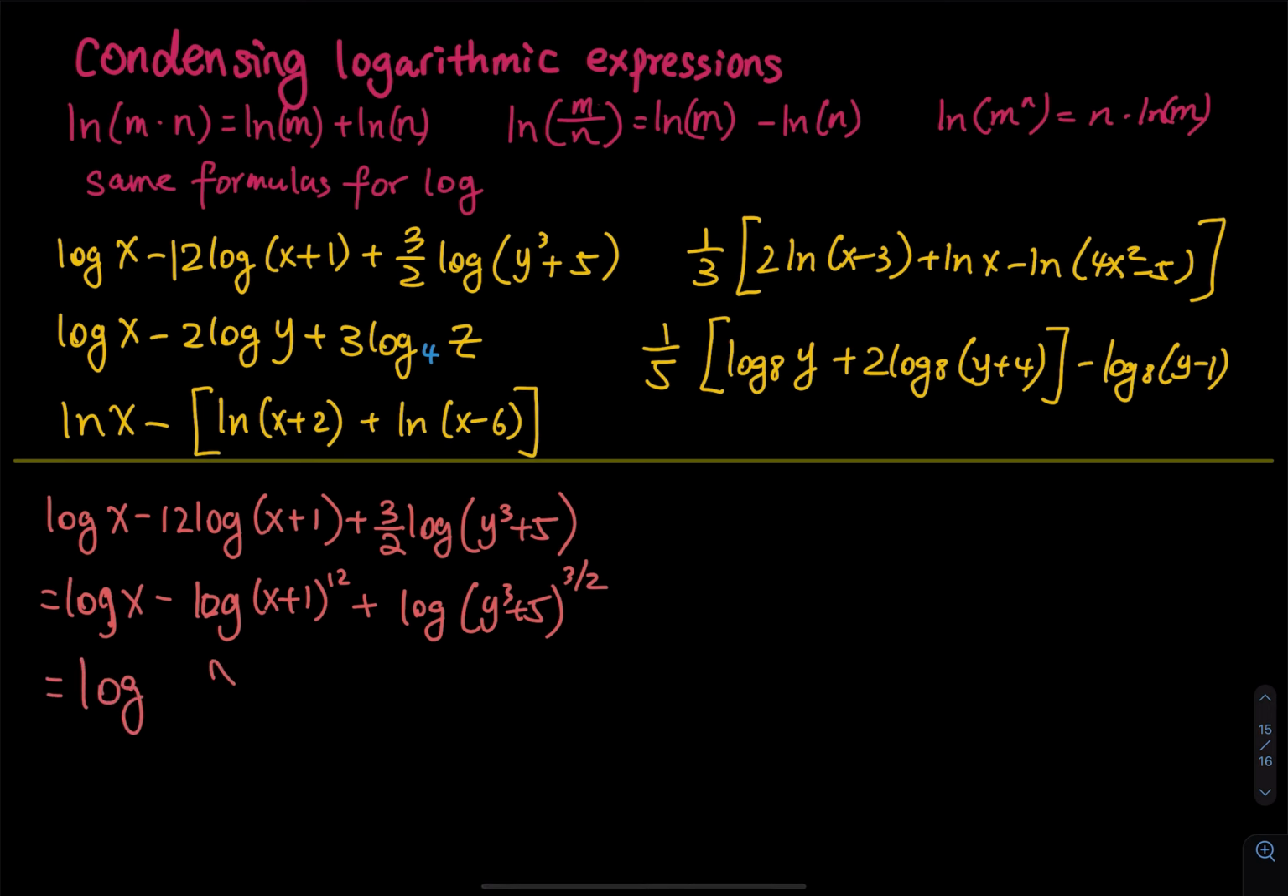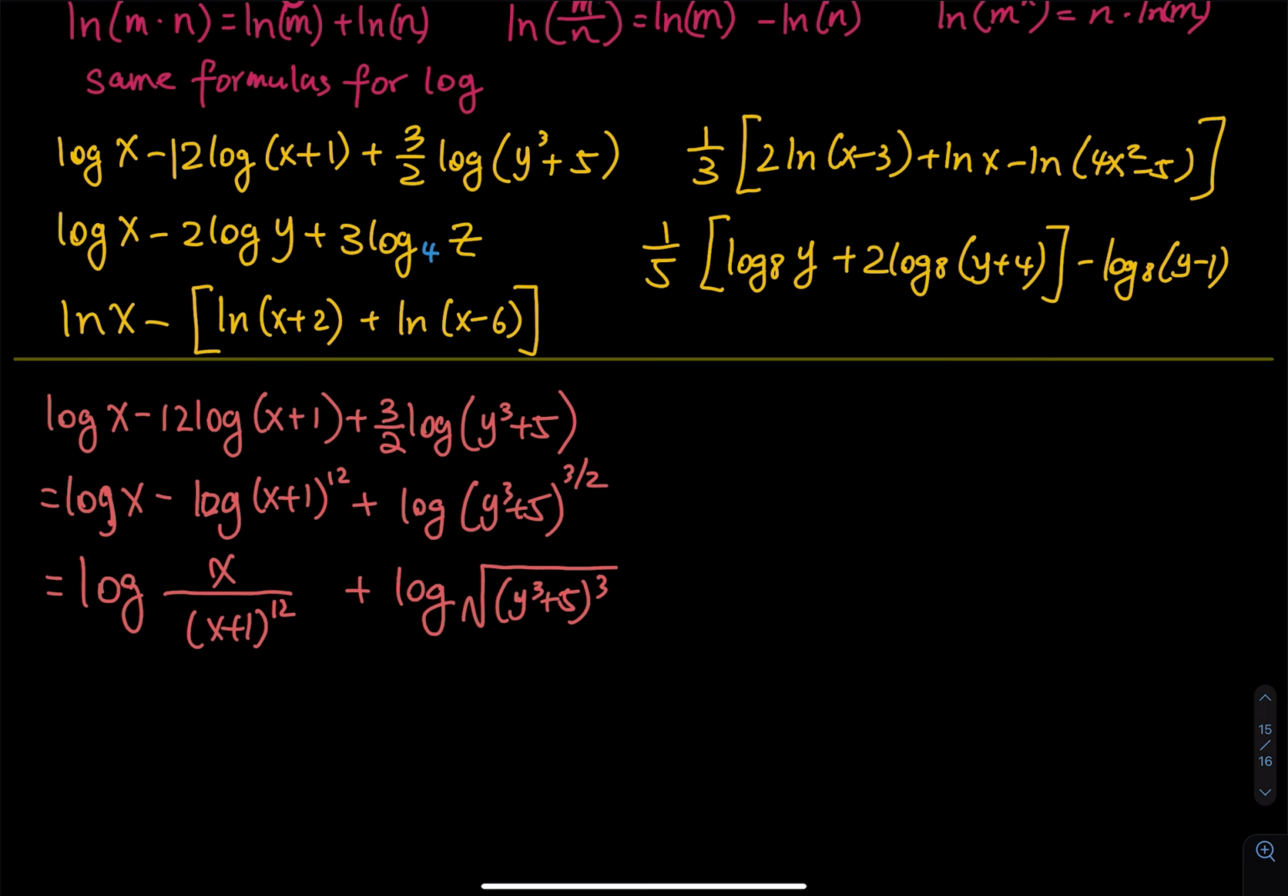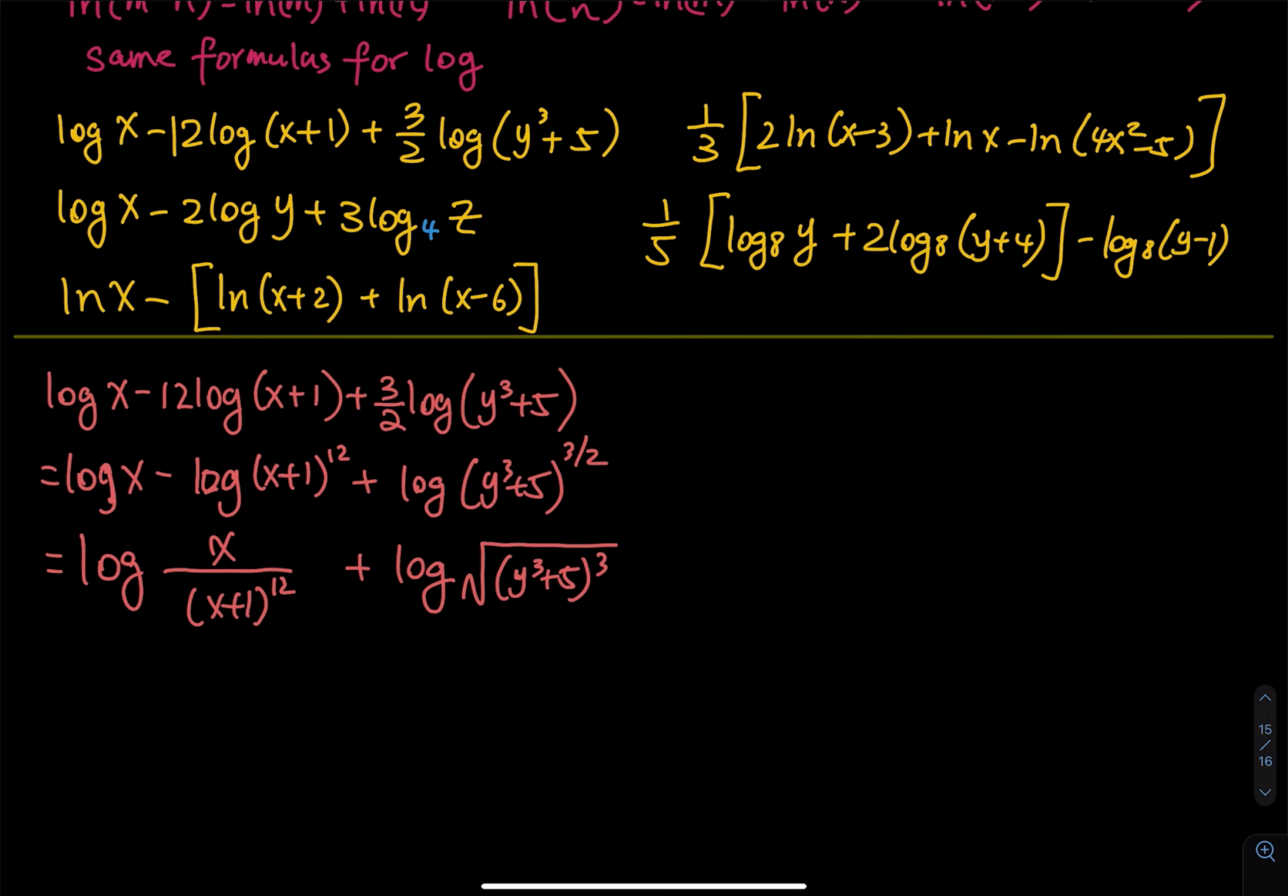And then for the first 2 logs, we have a minus, so we will put log of x divided by x plus 1 to the 12th, and then plus log of the 3 over 2. The 2 in the denominator you can put as a square root, and the third power you can keep inside the square root. So y to the third plus 5, and then raise that to the third power. Since this is a plus, we will multiply the fraction by the square root. So we have log, and then a long fraction bar, we have x times the square root of y to the third plus 5, and then raise the whole thing to the third power, divided by x plus 1 raised to the 12th power.